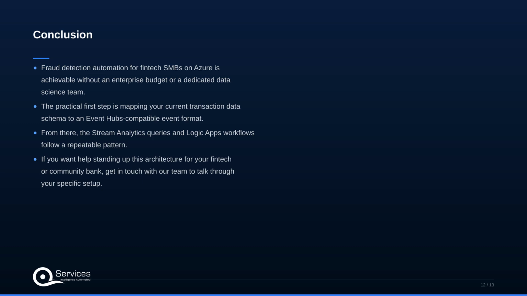Start with 5 to 7 rule-based fraud checks, measure your false positive rate over the first few weeks, and add ML-based scoring once you have enough labeled data to work with. The practical first step is mapping your current transaction data schema to an Event Hubs compatible event format. From there, the Stream Analytics queries and Logic Apps workflows follow a repeatable pattern.